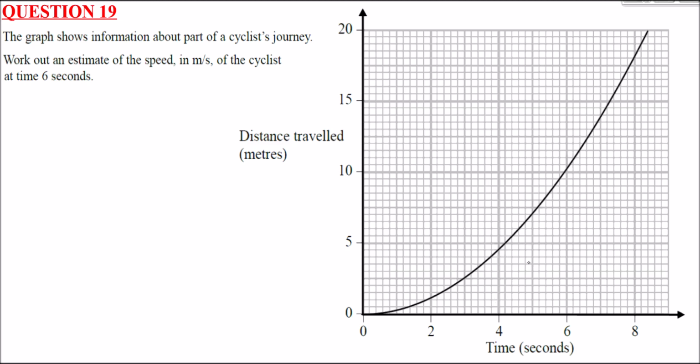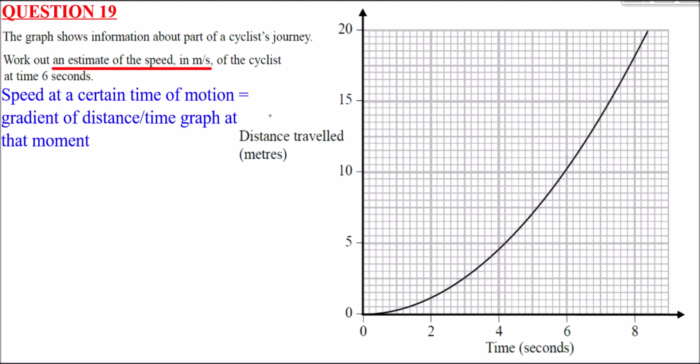And of course, we can't work out this as a constant gradient because this isn't a straight line. So what we need to do is to find an estimate of the gradient instantaneously at the time 6 seconds, which isn't a straight line. And what we do here is we use a tangent to estimate the speed instantaneously at any one point. So the estimate comes from using a tangent. So speed at a certain time of motion is a gradient of a distance time graph at that point. To find the gradient, we draw a tangent in at the point t equals 6.